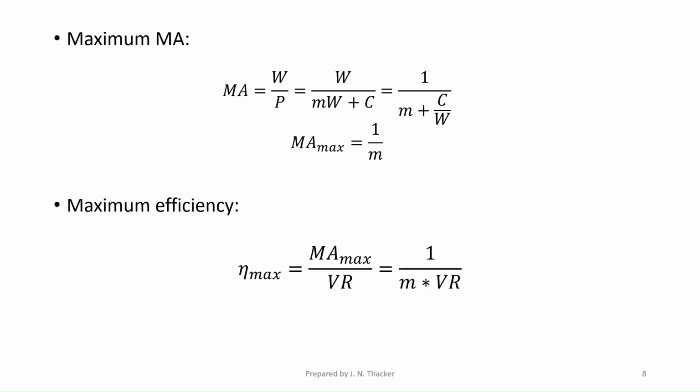Now from this we get maximum efficiency. We know that efficiency is MA by VR. So eta max is MA max by VR. And from above we know that MA max is 1 upon m. So eta max, maximum efficiency, is 1 divided by m into VR.